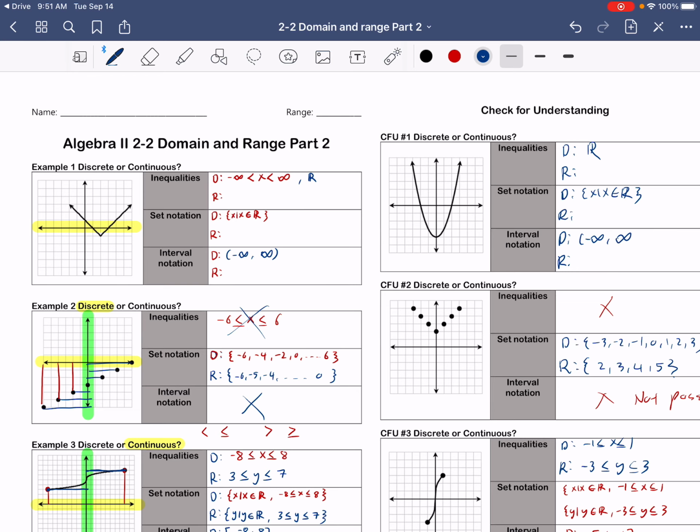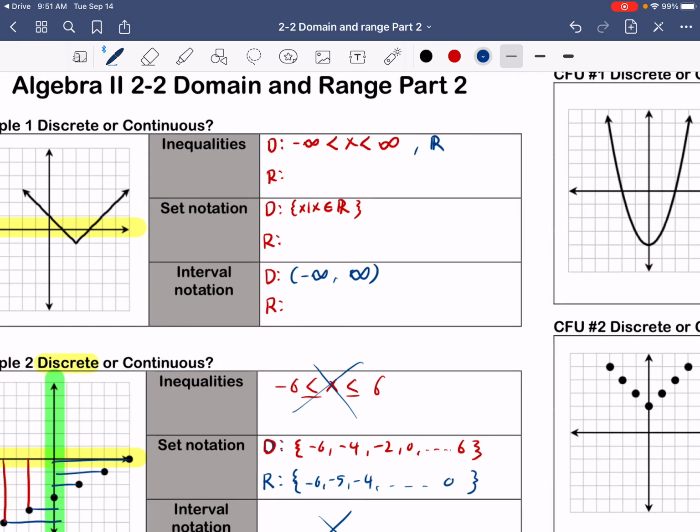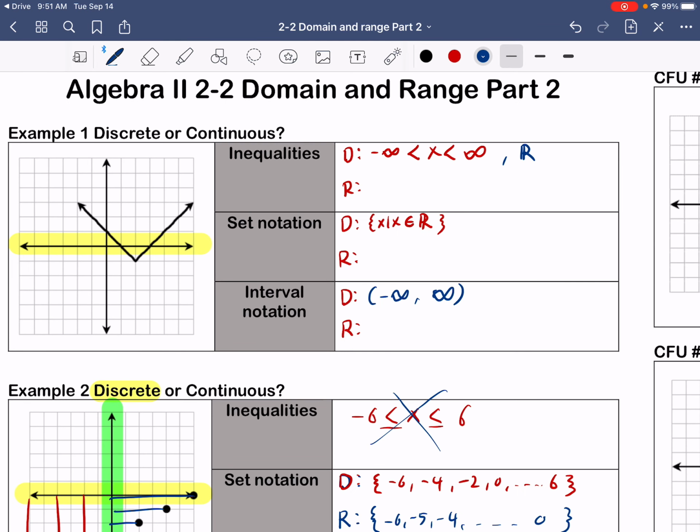Oh, just find the domain, not the range. Yeah, I wrote down the answer here for you. So here, about the range, now range is gonna be our major part of this lesson, which you know already. Range is bottom to top, right? So let's look at this graph here.